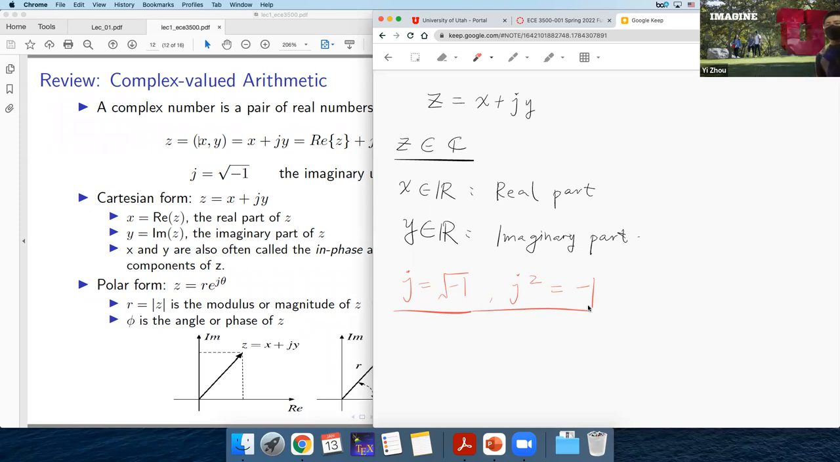So to summarize, once we introduce this complex unit J, then we can express any complex number in this standard form. So then for any complex number, we just need to know its real part and imaginary part. So this X and Y are two real numbers that index this unique complex number.